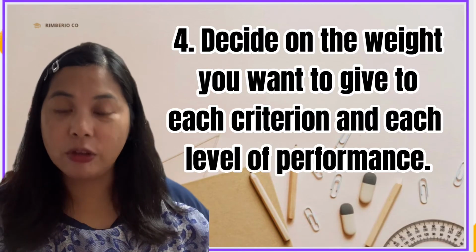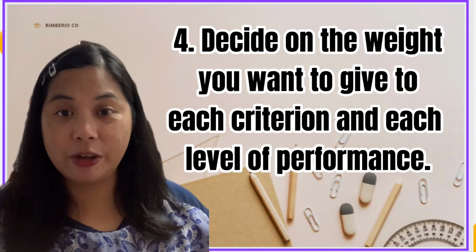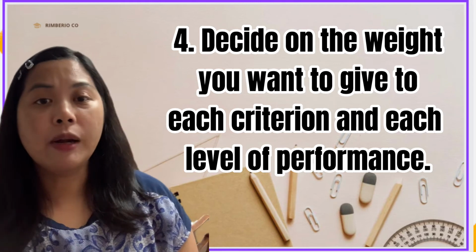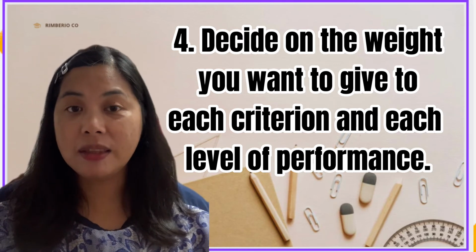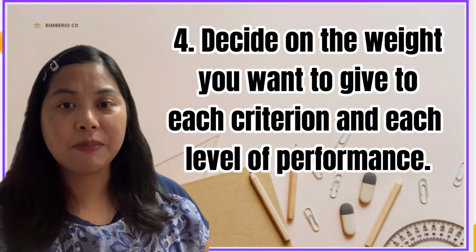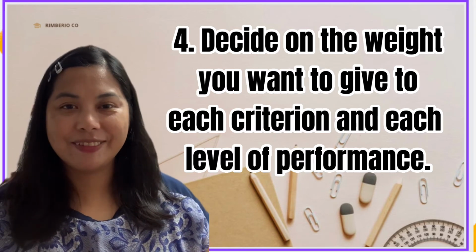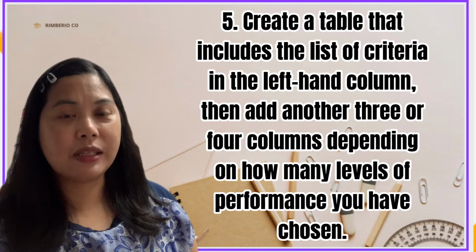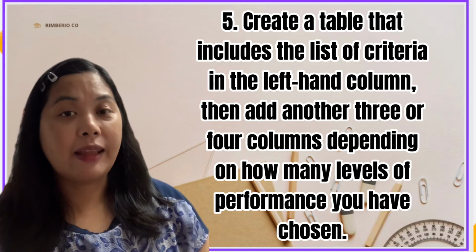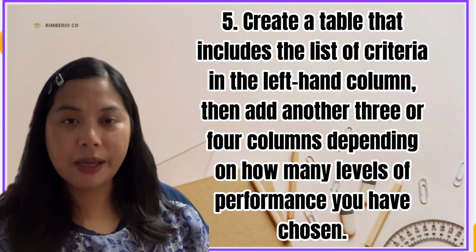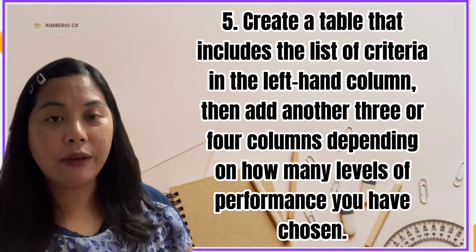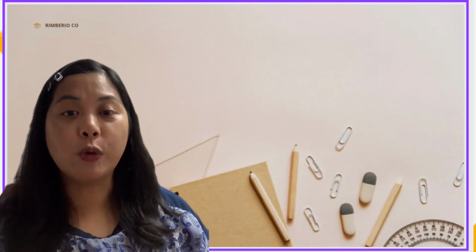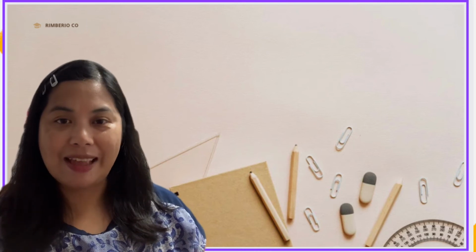Step 4, decide on the weight you want to give to each criterion and each level of performance. So for example, a poor performance may be given a mark of 1, while an exemplary performance may be given a mark of 4. Step 5, create a table that includes the list of criteria in the left-hand column, then add another 3 or 4 columns depending on how many levels of performance you have chosen. I would like to show some sample rubrics that you may use in your class.